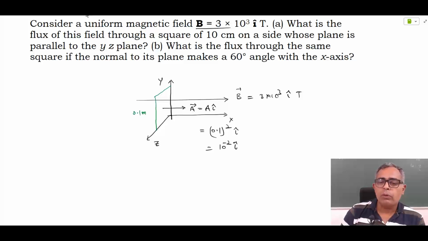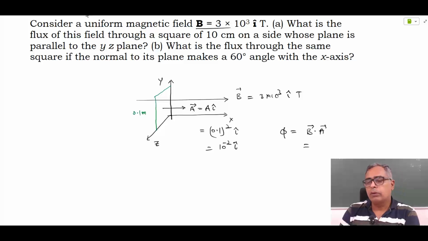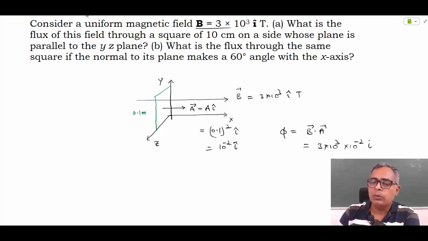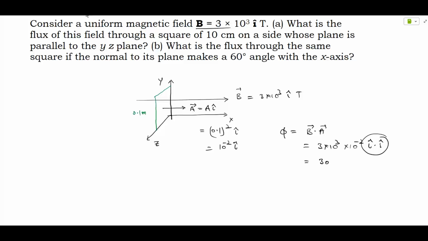So if I want to calculate the flux, it will be B dot A, the total flux through that loop. So that is the dot product of magnetic field and the associated area vector. So if I substitute the values, 10 raised to power 3 times 10 raised to power minus 2, I dot I. So what is I dot I? That is equal to 1. So finally we will get 30 Weber. So that is the flux that is associated with this surface, right?